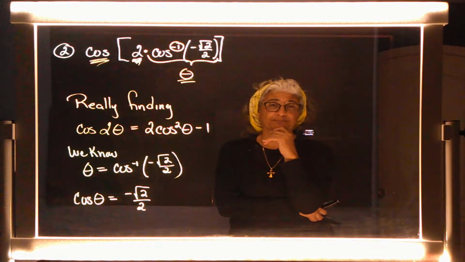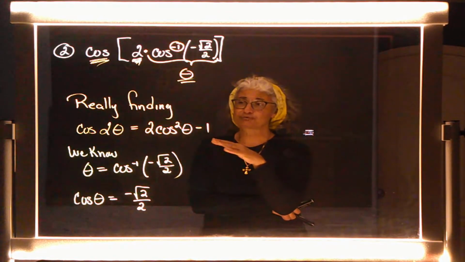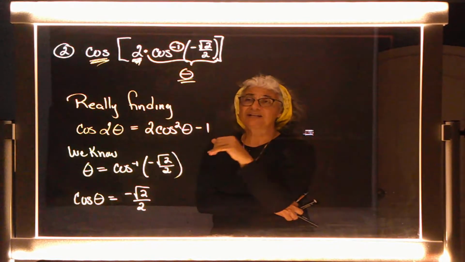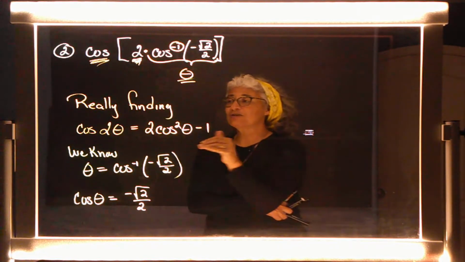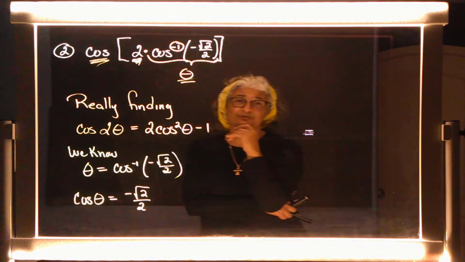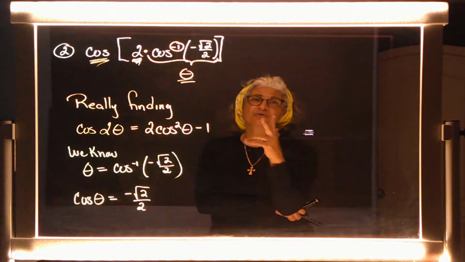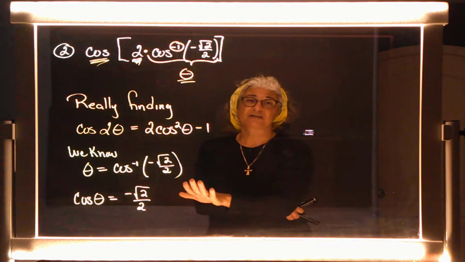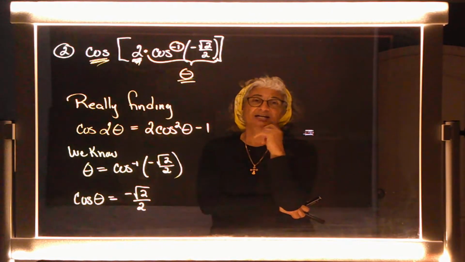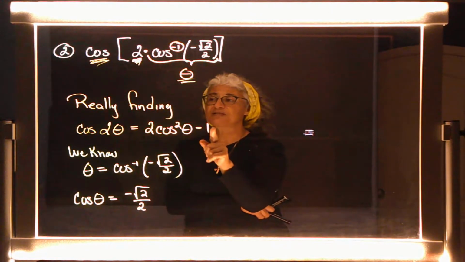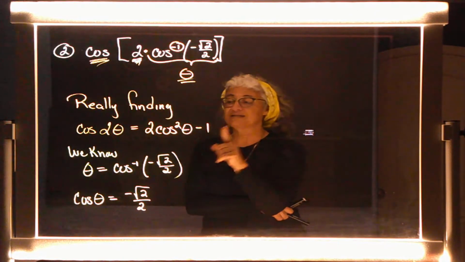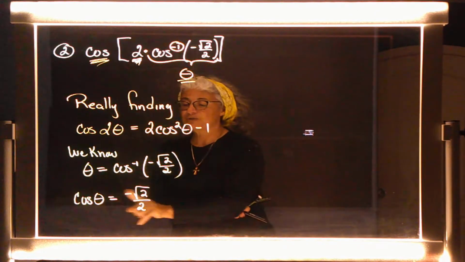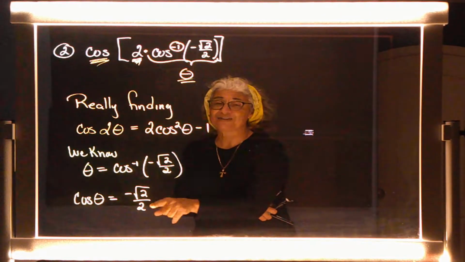Are you with me? By the way, there's like 2 other ways of evaluating this problem based on the fact that we're dealing with a cosine of 2 theta. So all I'm saying is this is one way of us evaluating this. And the reason that I chose this particular identity was because I knew theta equaled cosine inverse, which means cosine of theta was already given this value.